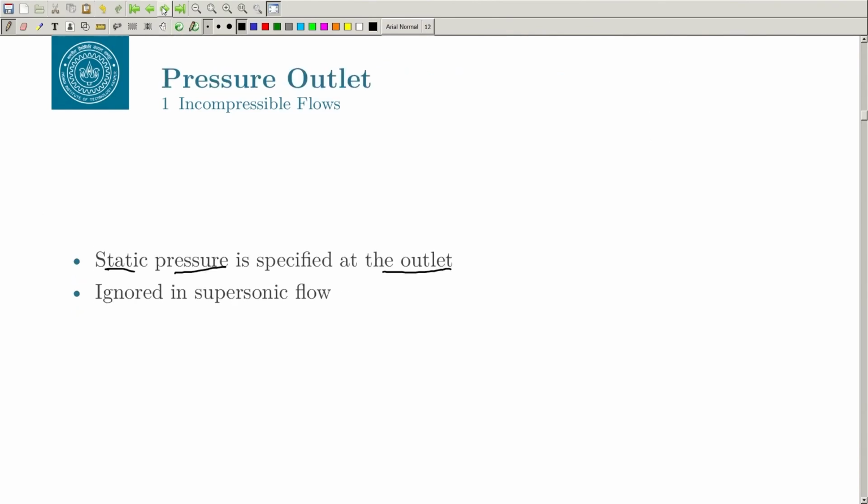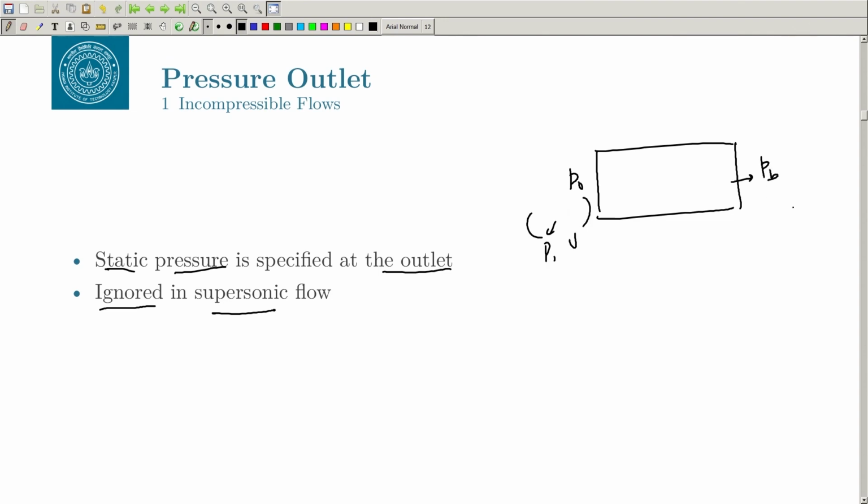And this is ignored in the supersonic flow. We will look at why it is ignored in supersonic flow, but basically you can think of a situation. This is your inlet and outlet. You give a P naught here and use the Bernoulli equation to calculate u. P is taken from the CFD code, and you give the back pressure or the pressure outlet here. That is the only information you have to give, and you can calculate all other information using Bernoulli's equation. And as the iteration goes and the solution converges, you will get your desired static pressure here.